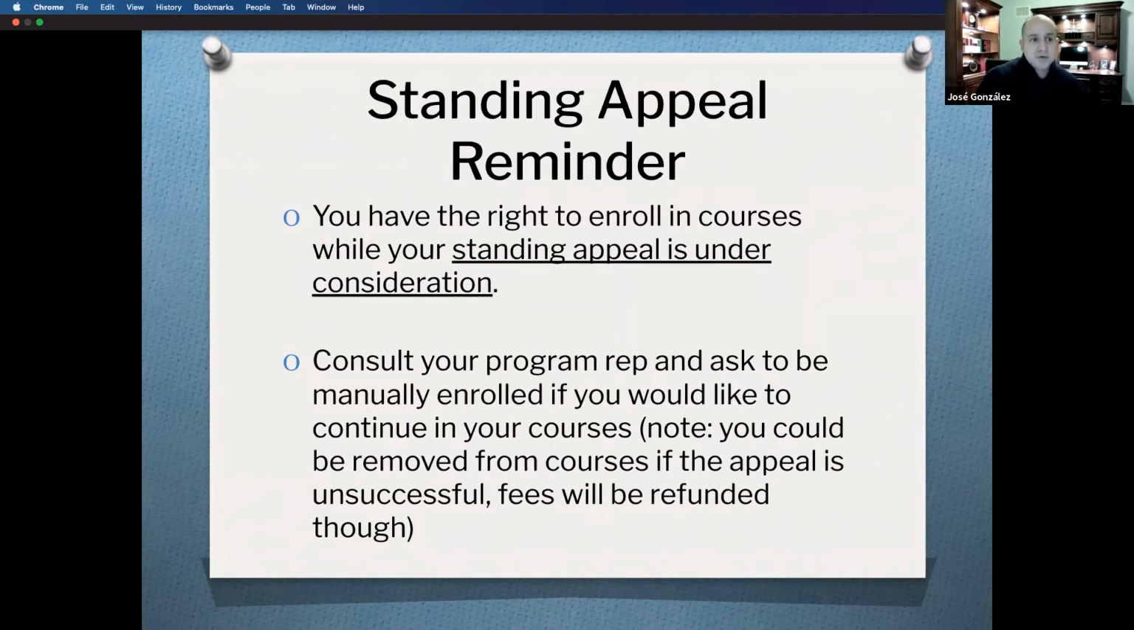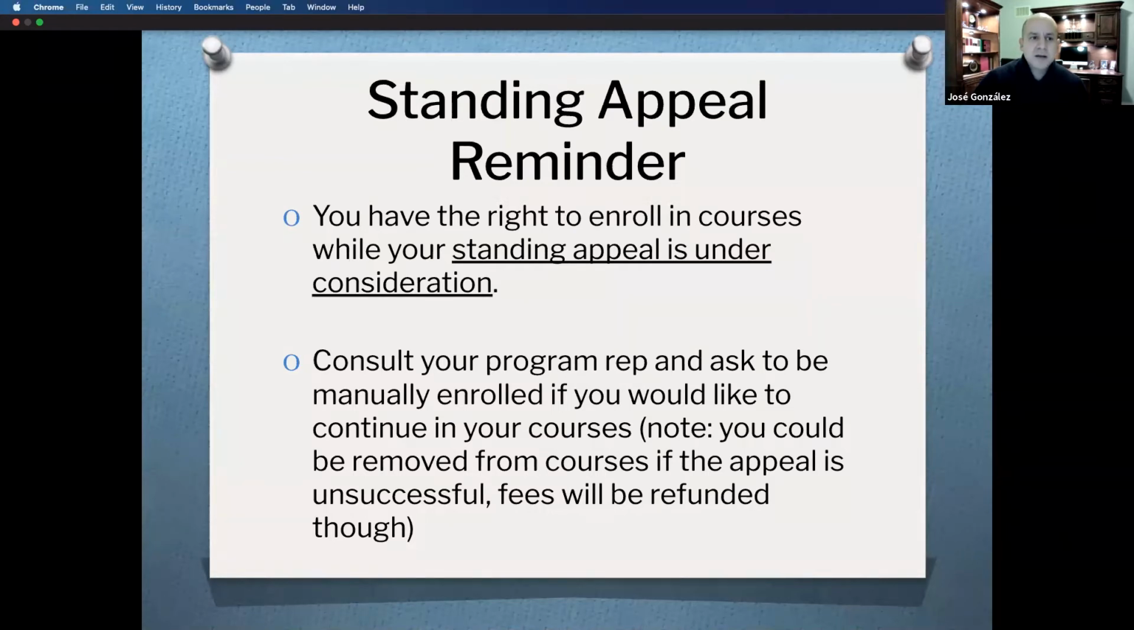It is likely that they will ask you, have you filed your appeal? If you want to register now and you still need time to complete your appeal, you can send them an email and let them know the day you're planning to file your appeal, and ask if it's possible that they can enroll you in the specific course.